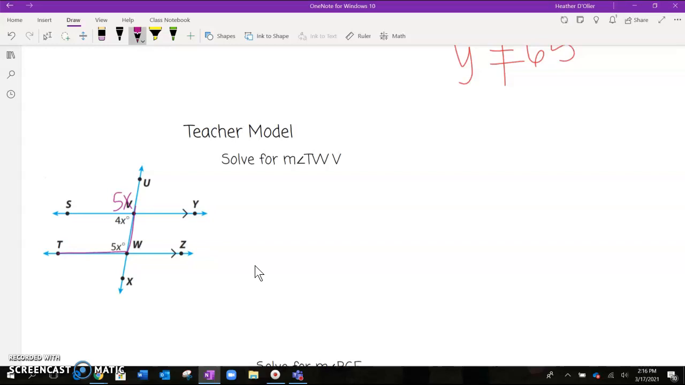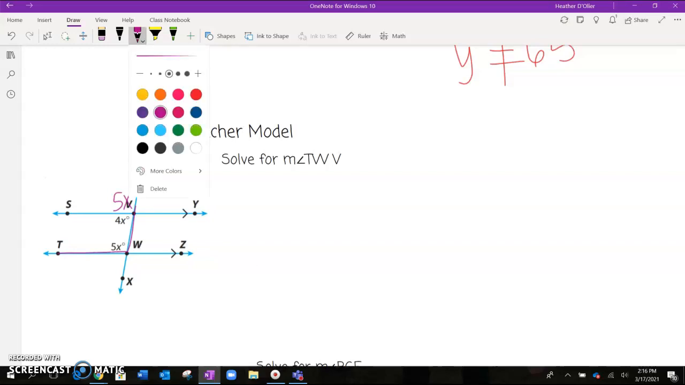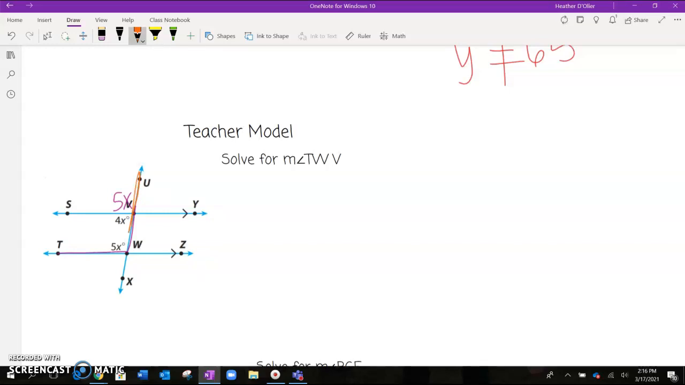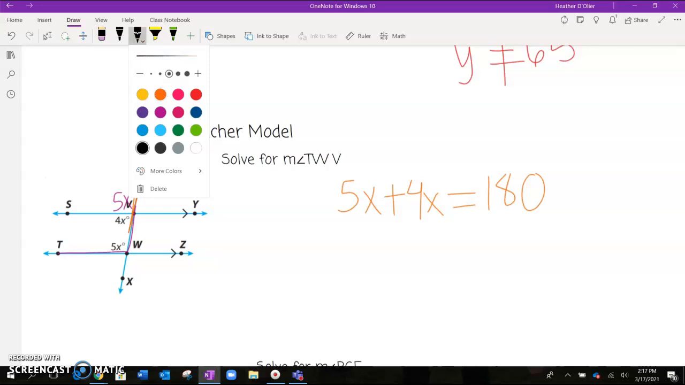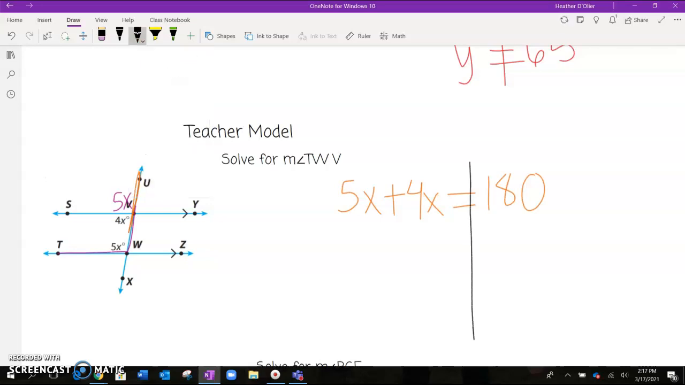Now that I know 5x and 4x are on the same line, and I'm going to show you that in a different color, they're on the same line. That means they're 180 degrees. I can write an equation for this. So 5x plus 4x, remember they add up to 180. We got this. When I have an equation like this, and I have variables on the same side, same variables, I can combine those. 5x plus 4x, that's why I boxed them both.